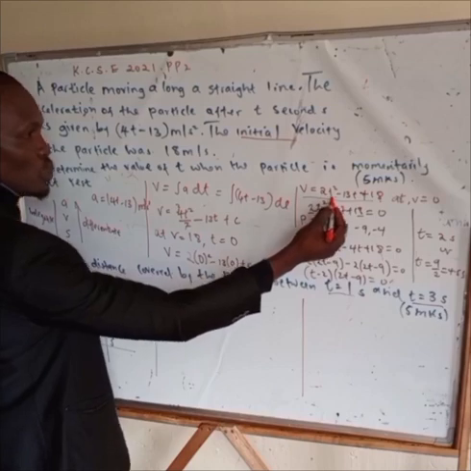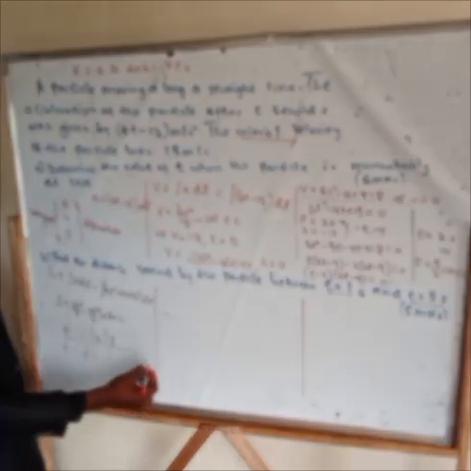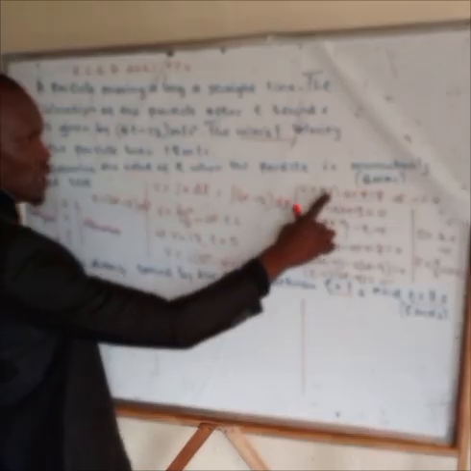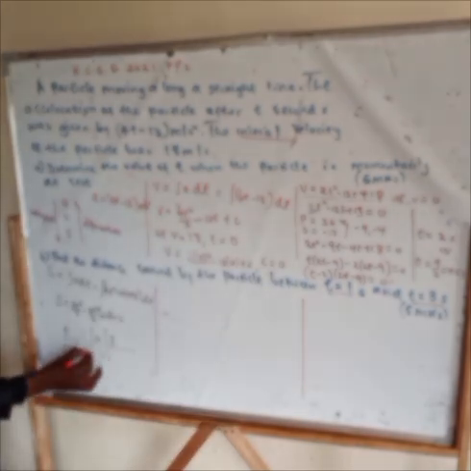Now if we substitute 2 here, then here will be 4 minus 26. This is 4 times 2, which is 8. So if we subtract that one, this one becomes 0.